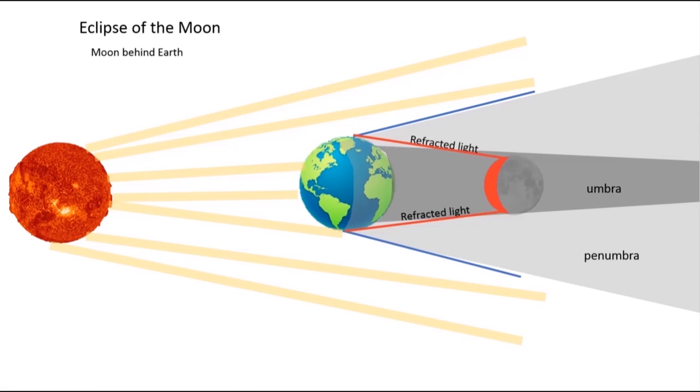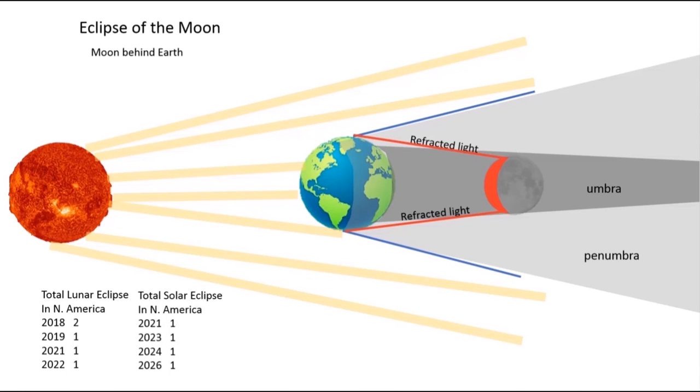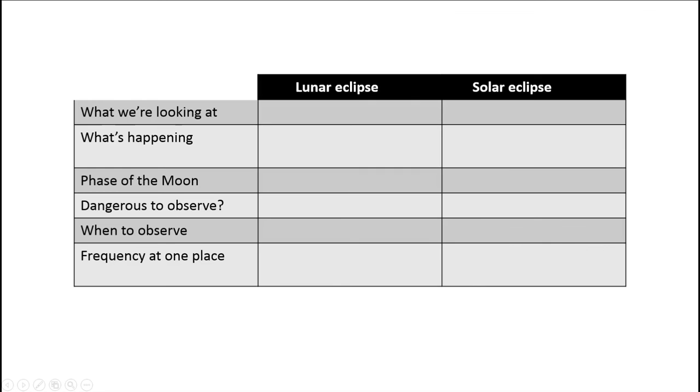You probably know that total eclipses of either kind are not that common. This chart shows some upcoming lunar eclipses visible from North America, and this one for solar eclipses. As you can see, they are mostly single instances, except for 2018, and then not every year, so they are relatively rare occurrences. Let's look at a summary now between the lunar and solar eclipse.